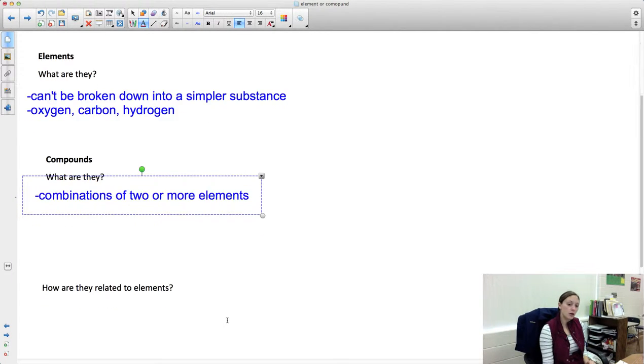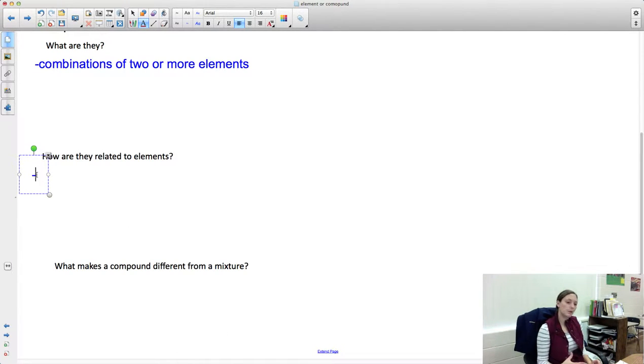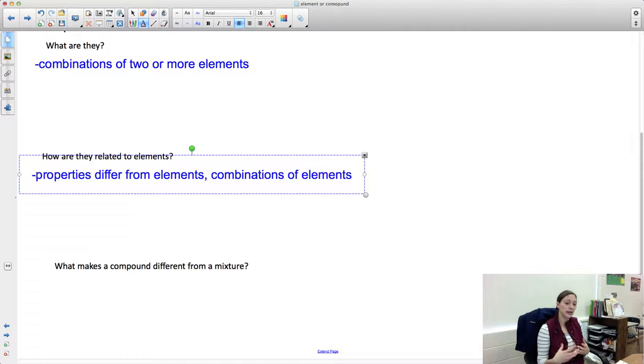So how are compounds related to elements? Well, the properties differ from the elements that combine to make them. Okay, hydrogen and oxygen apart do not have the same properties as when they are together, and when they're together in different amounts, they have even more different properties. But they're just combinations of the elements again. So that's really how they relate to elements.